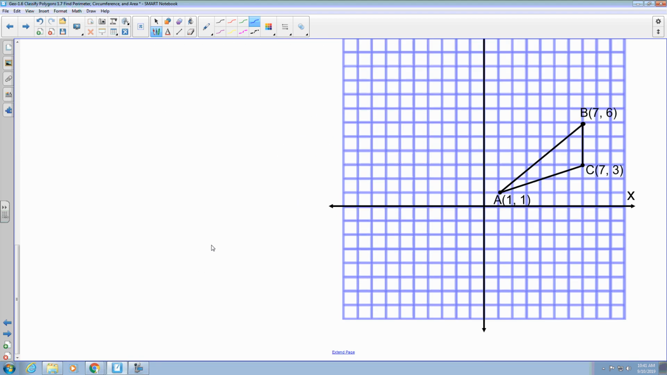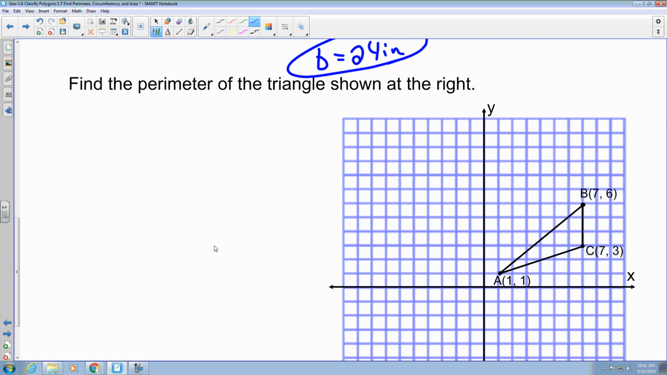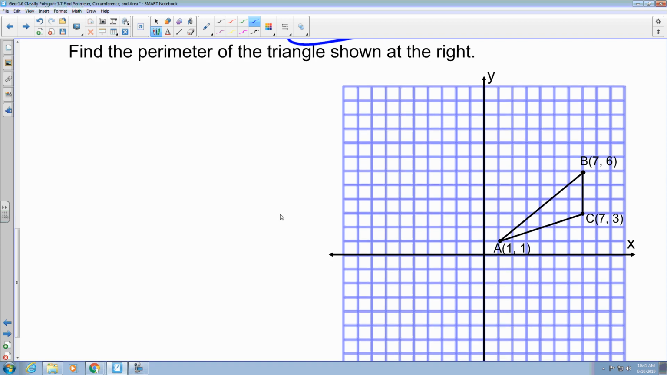All right, last one here. It says find the perimeter of the triangle shown at the right. Again, this one is just like what we had before when we were dealing with coordinate planes. We have to use the distance formula, although one side you don't have to use it for. You can count them: 1, 2, 3. So I already know that's 3. Now I have to use the distance formula for AB and AC.